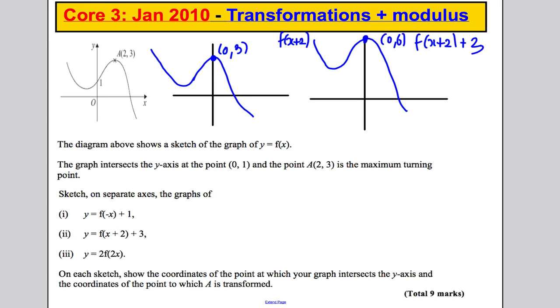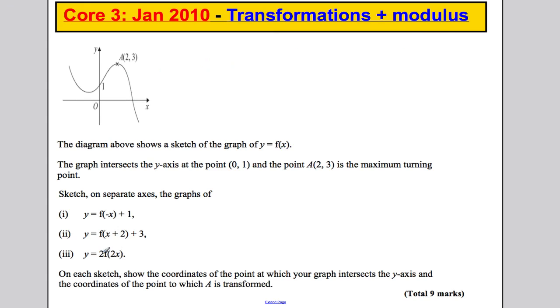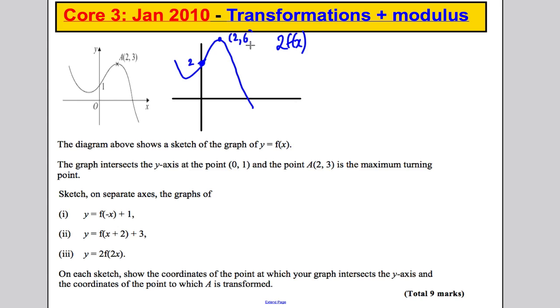Okay, next, part 3. We've got some sort of stretch in the y direction and a stretch in the x direction. One's inside, one's out, so you can do them separately. Okay, so let's go about by drawing, let's say, 2f of x first. Let's not worry about the inside stretch. So this here, you double everything, you double all the y values, so that there would now be the point 2, and this here would now be the coordinate 2, 6.